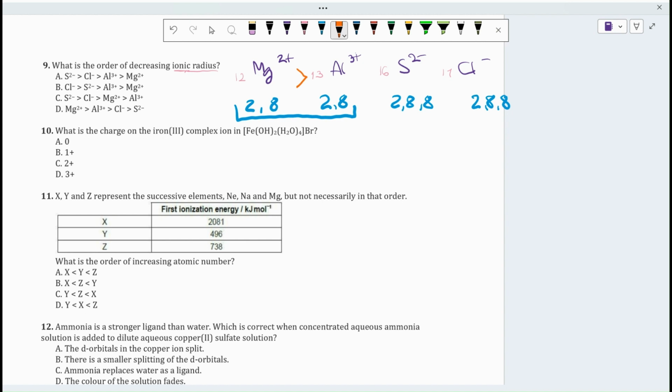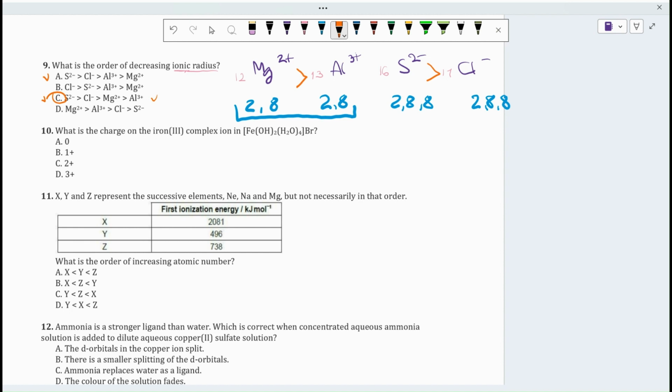We apply the same logic to the sulfur and chlorine, or the ions of those 2. The chloride ion has 17 protons, nuclear pull is stronger, smaller radius, so the chlorine one will be smaller. So decreasing ionic radius, that means our biggest ionic radius will be S, so A or C, S2 minus, and we need to end with the smallest one, which is aluminium, so that will leave us with C.